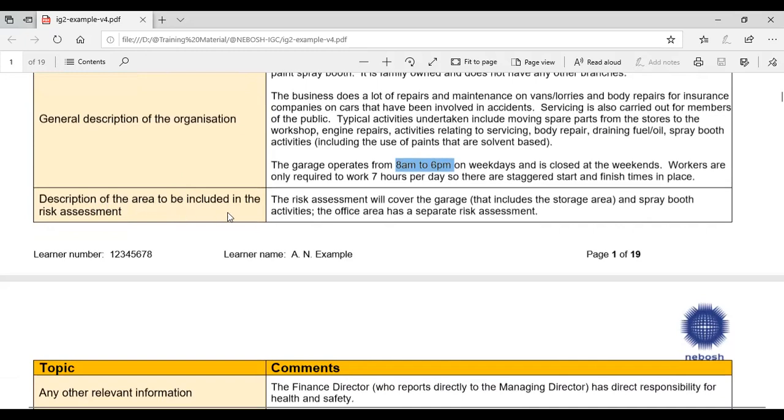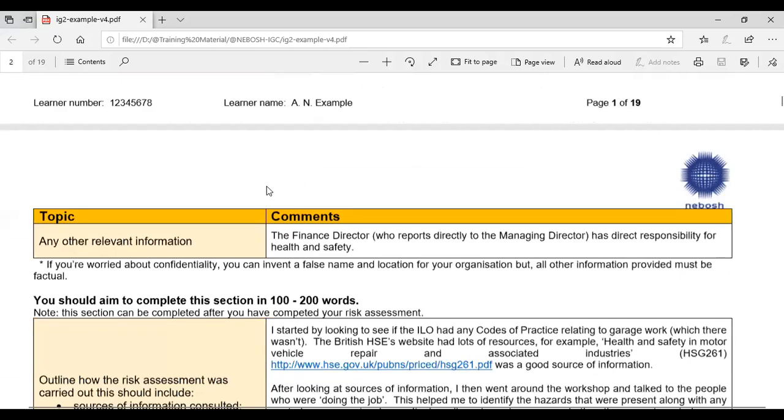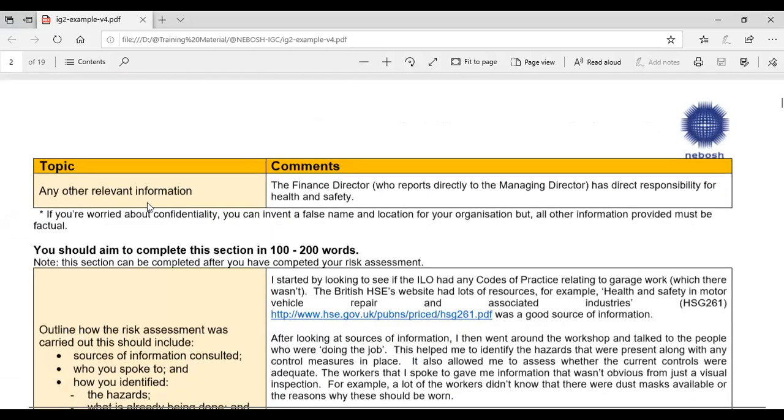Then, description of the area to be included in the risk assessment. The risk assessment will cover the garage. So this is the area where you have to include the areas to be covered in that risk assessment. The risk assessment will cover the garage, that includes the storage area, the spray booth activities, and the office is a separate risk assessment.